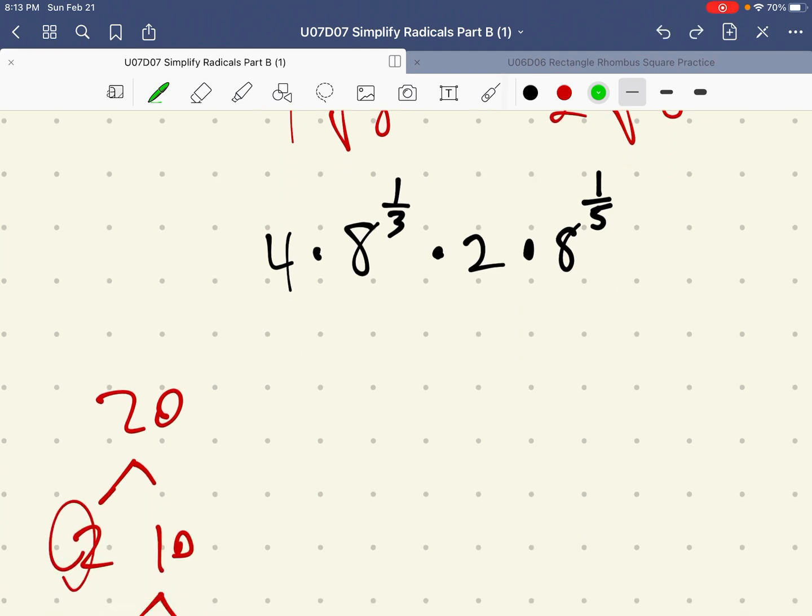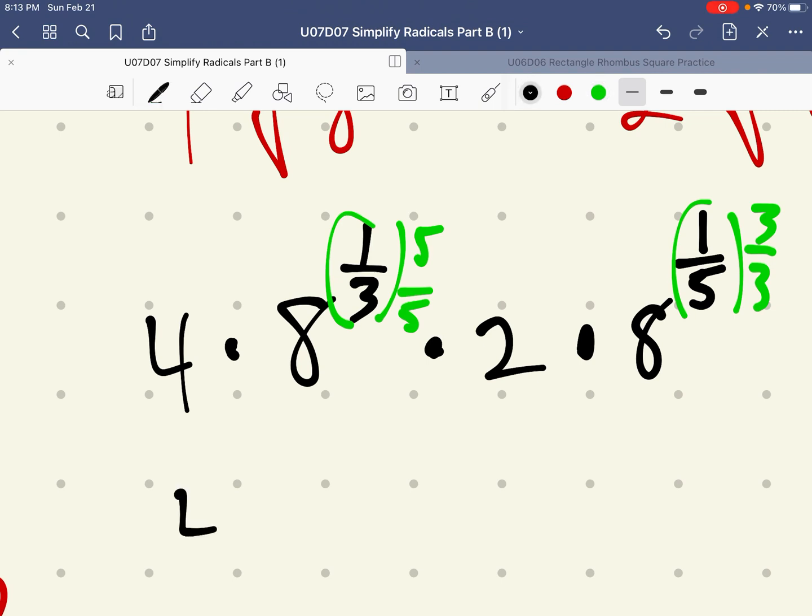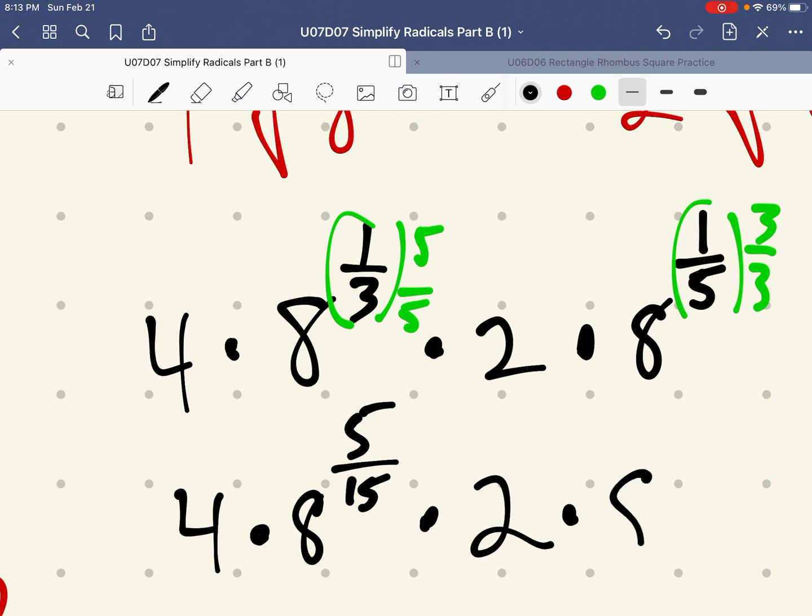So what we're going to do is multiply the first fraction by 5 over 5, and the second one by 3 over 3. That way they'll both have a denominator of 15. So this is going to be 4 times 8 to the 5 over 15, times 2 times 8 to the 3 over 15. I'm sorry, 3 over 15. I got 4 added by accident, excuse me.